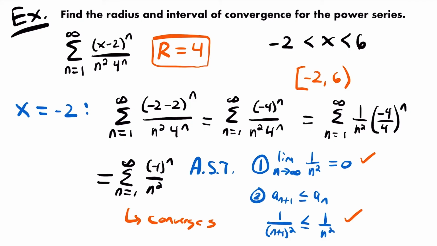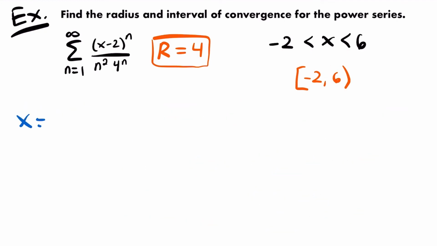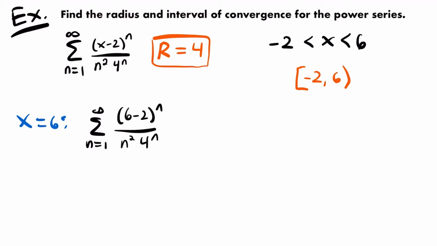Okay, so we checked one of the endpoints. Now we need to check the other when x equals 6. So if I clean up my work, let's check x equals 6. When x equals 6, we'll have the sum from n equals 1 to infinity of 6 minus 2 to the power of n divided by n squared times 4 to the power of n.